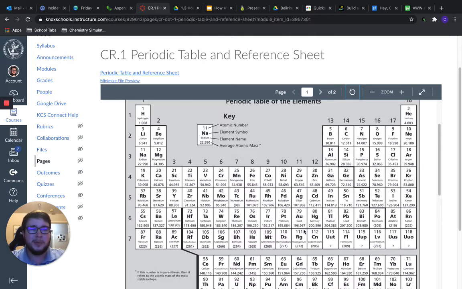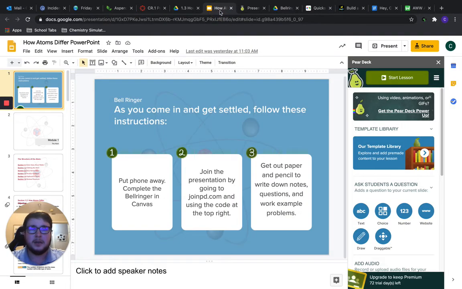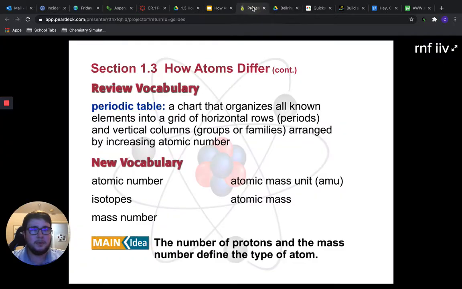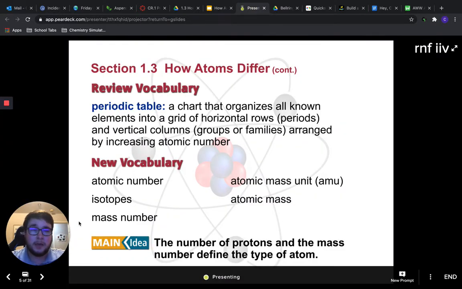We're going to refer back to this throughout this lesson. So I'm going to keep it open here, and I recommend that you have it open on your screen as well. And you can go back and watch to see where to find it if you forgot. Okay, but that's not where I want to be. Here it is. Our new vocab, we're going to talk about what atomic number means.